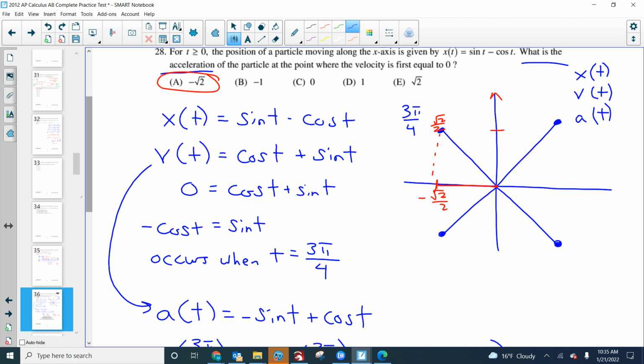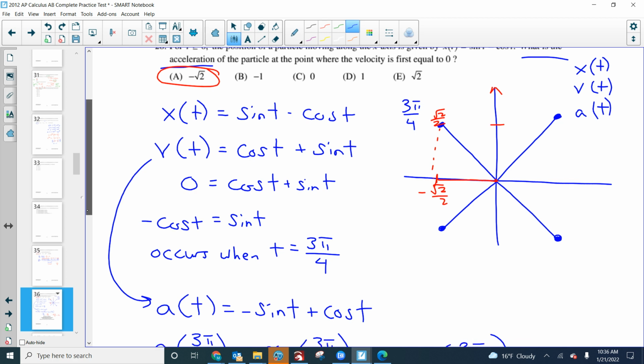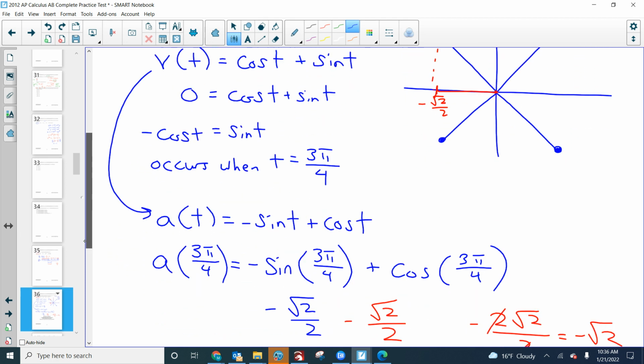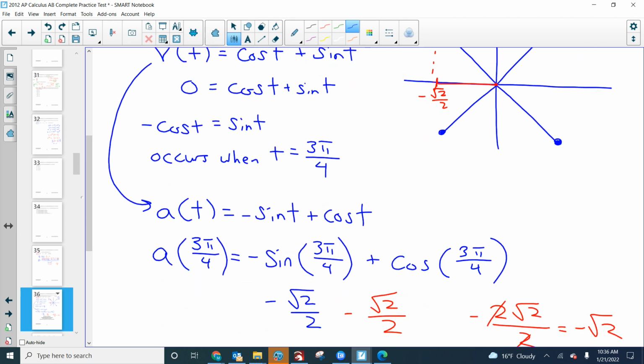Then you have to plug in 3 pi over 4 for t in the acceleration. Well, we have to take the derivative of velocity to get acceleration. Negative sine of t plus cosine of t. Plug it in. I think I got negative radical 2.